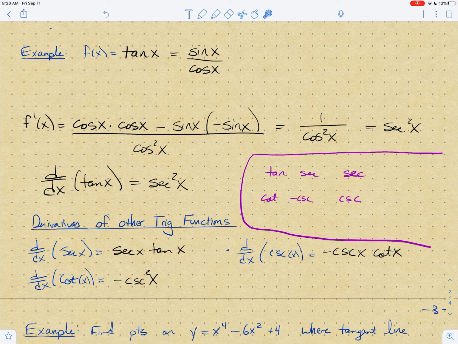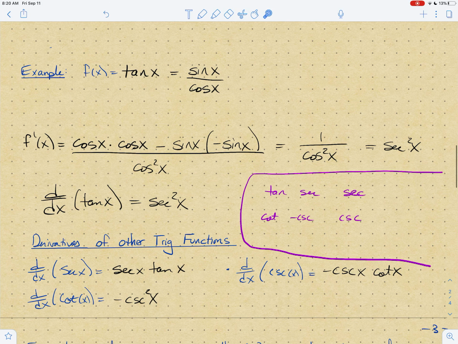So you need to know sine and cosine and then be able to write the other ones down. All right, let's break this video here and then we'll do some examples in the next one.